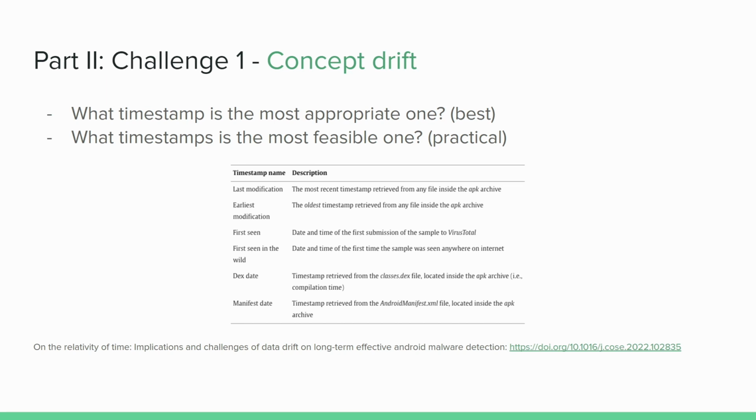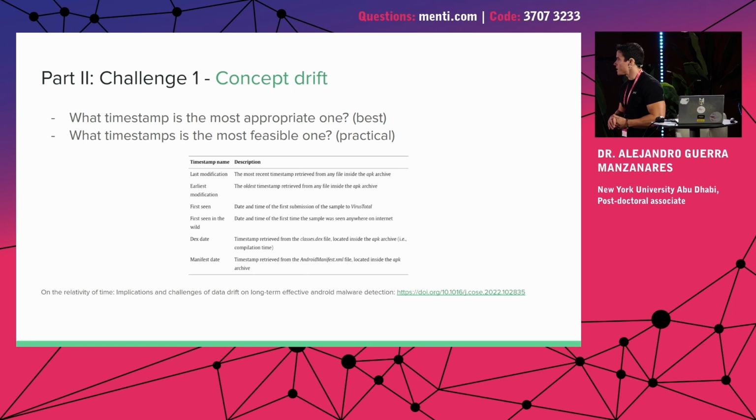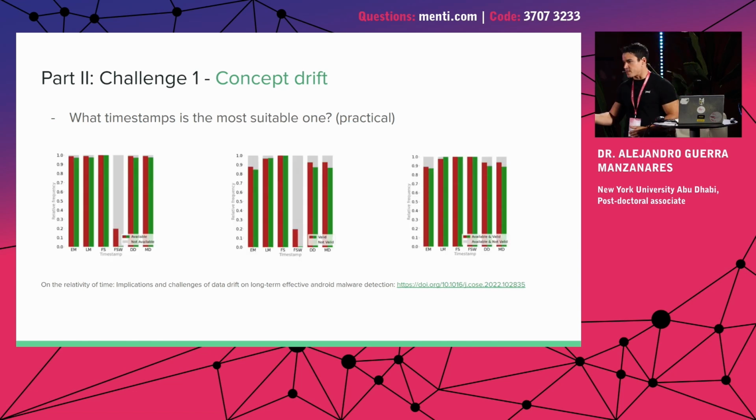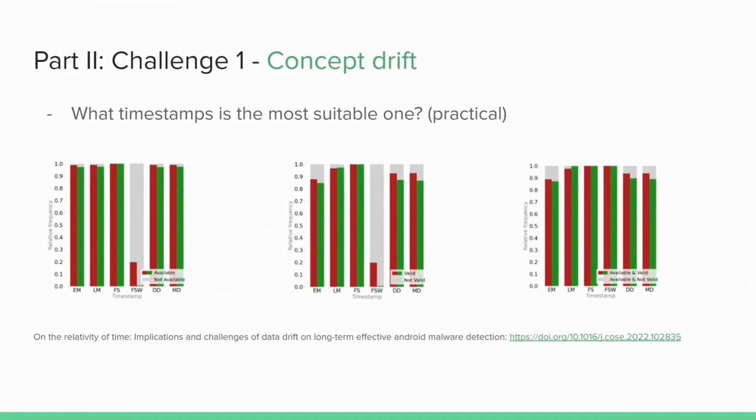So we started with these six timestamps here. I will not go through them; they are explained much more thoroughly in a publication that we did a few years ago. Basically, we performed a study on which are the most feasible ones, which are easier to collect, and which are more valid. Valid means that the timestamp is always in a real range, because a timestamp can actually be modified.